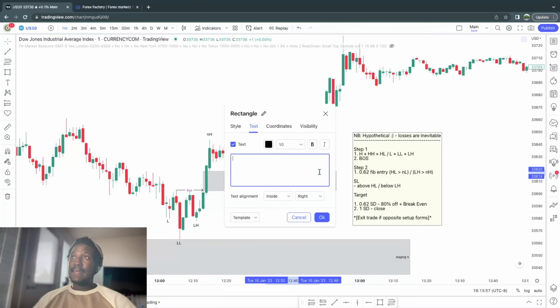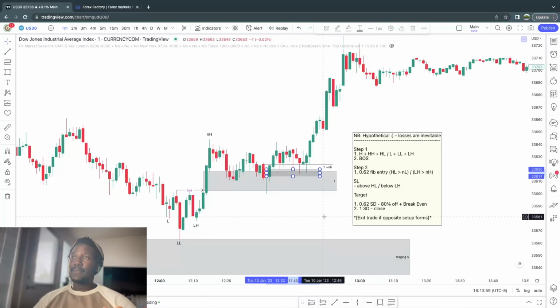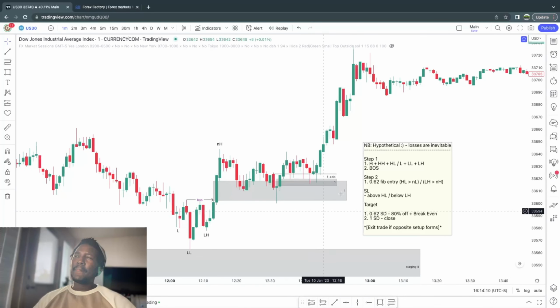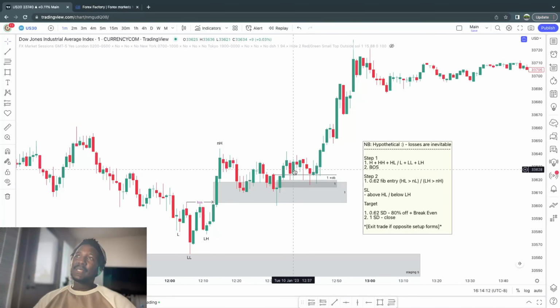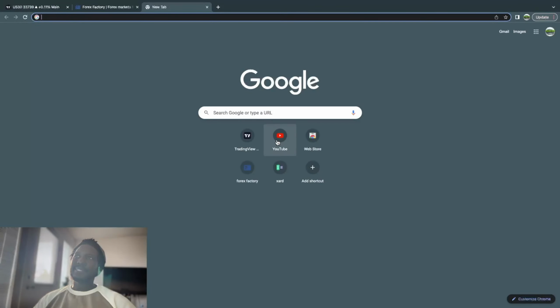And we're just gonna write number 1, and because it's a box, that helps me know that's a 1 minute fair value gap. Now as you can see, we now have a fair value gap inside a bigger fair value gap on the same time frame. Now that's an inception model.